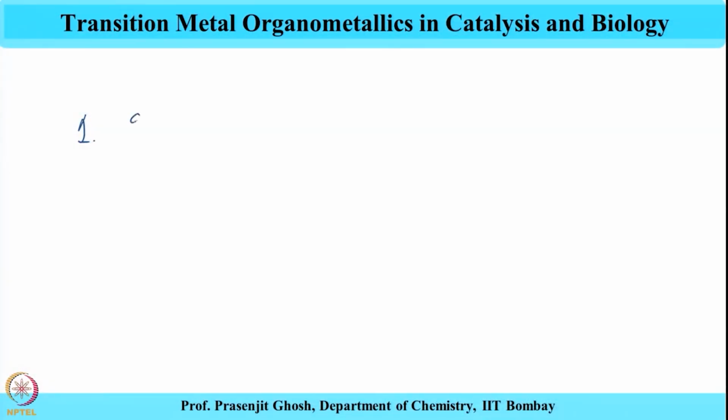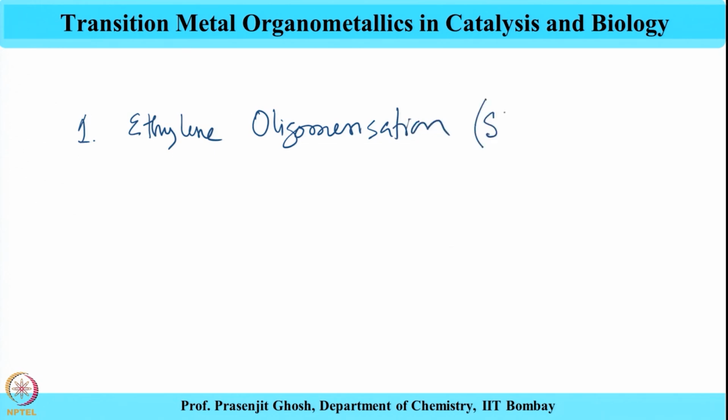Welcome to this course on transition metal organometallics in catalysis and biology. In this series of lectures, of late we are discussing the oligomerization of alkenes and alkynes, and in that we have discussed 4 kinds of oligomerization reaction, starting with ethylene oligomerization, and these we have discussed with regard to the Shell higher olefin process, or the SHOP process, which uses a nickel catalyst for carrying out this ethylene oligomerization.